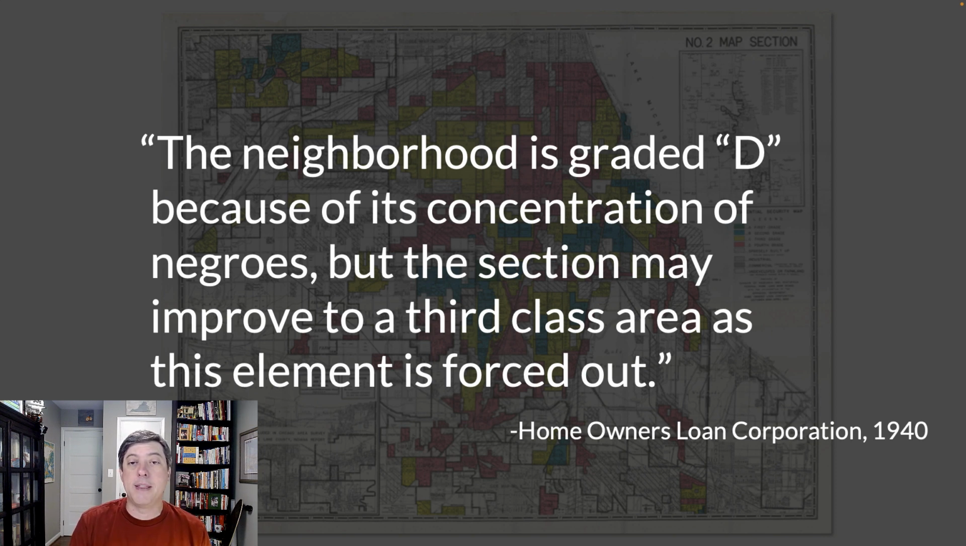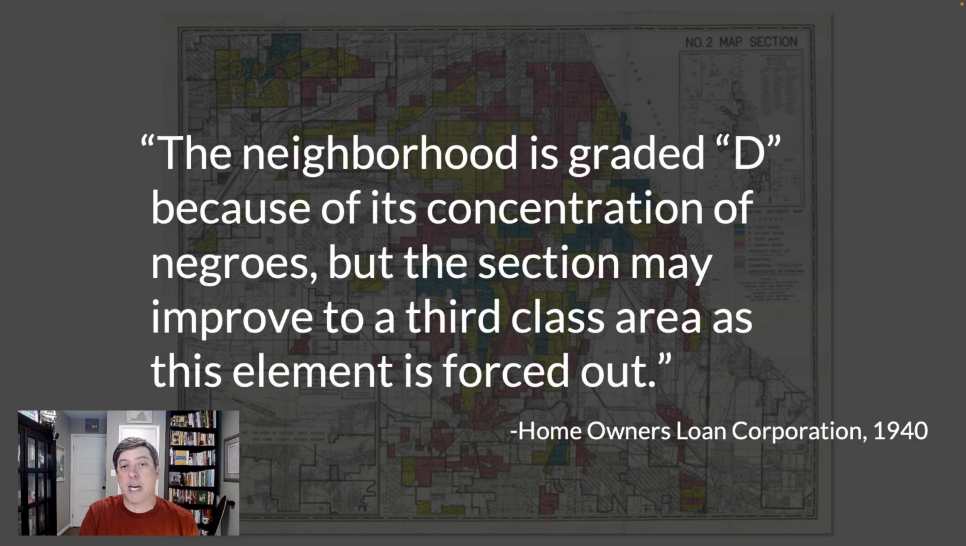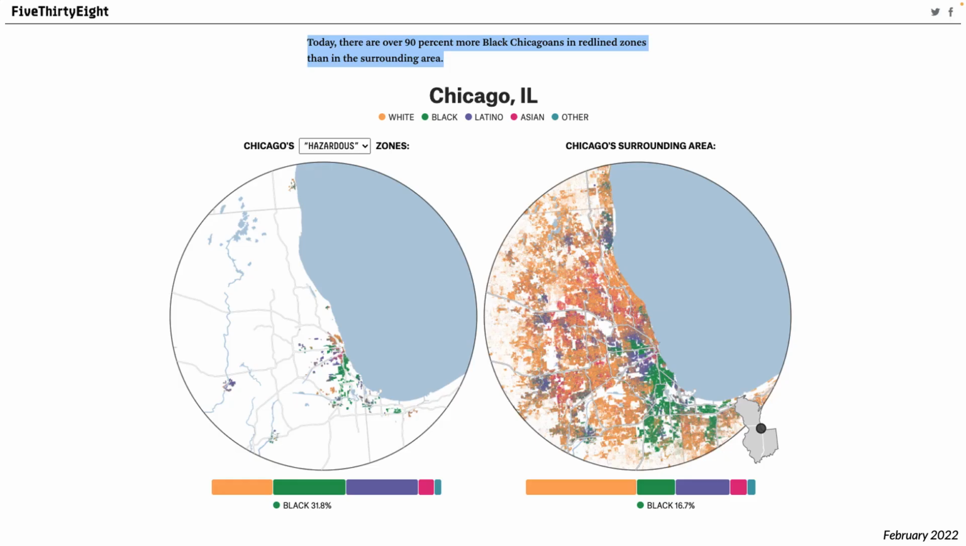Now, I think when we read this sentence, we see it as explicitly racist, but we don't necessarily see the visualization in the same light. But I also want to show you how these maps have had a long and enduring impact on the wealth accumulation and segregation in America's cities. This is a story from February of 2022 from 538 that showed that segregation in Chicago today mirrors segregation about 100 years ago in those redlined areas.